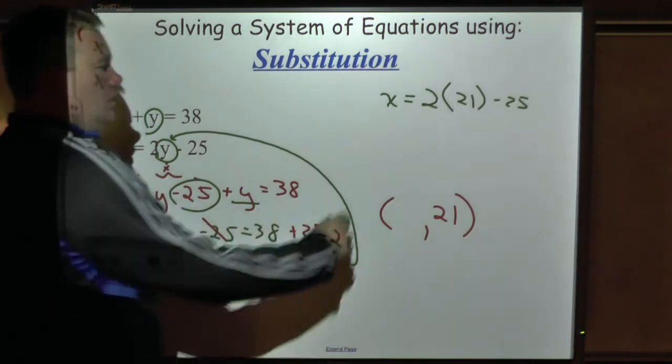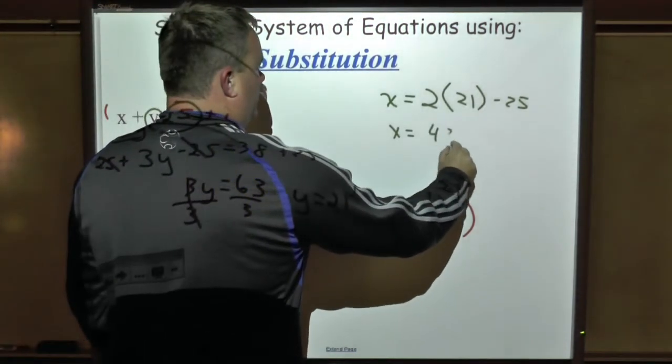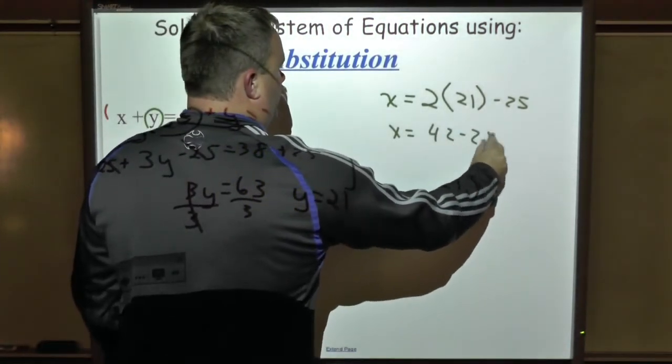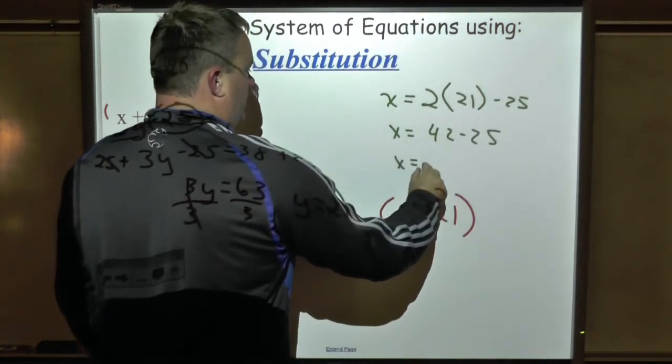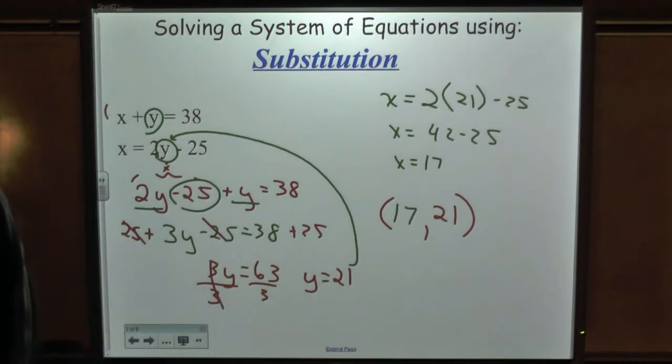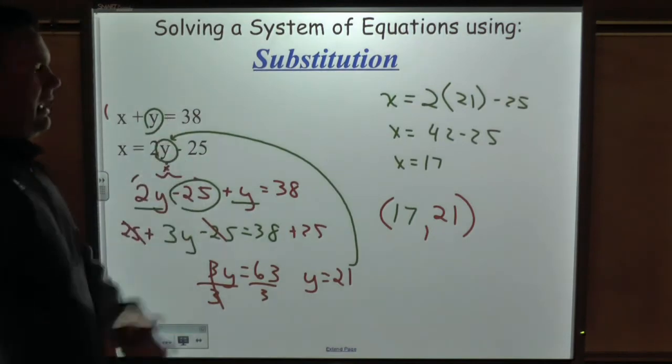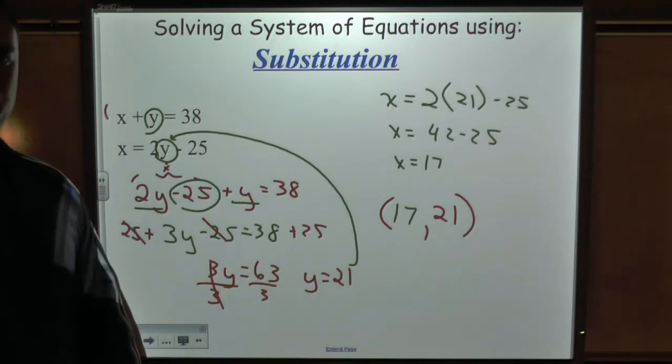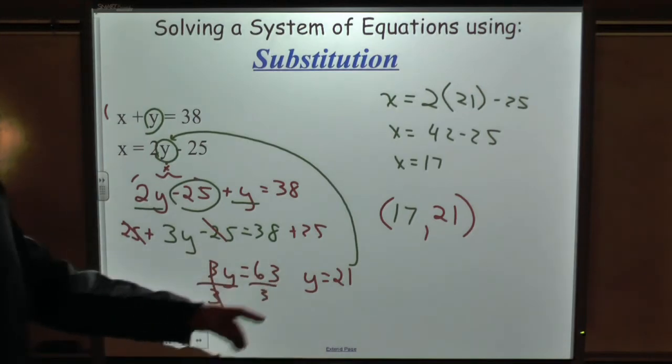2 times 21 is 42. 42 minus 25 is 17. So you now know what the x-coordinate is. The x-coordinate is now 17. So if you were to graph these two lines, they would cross at the point (17, 21).